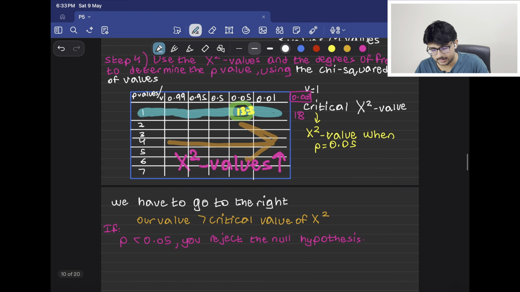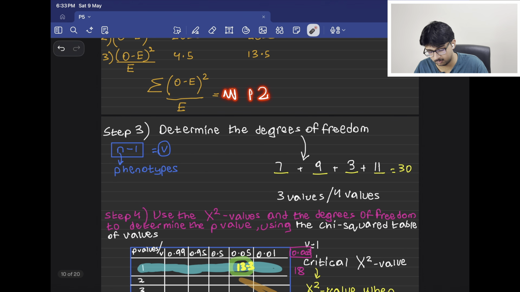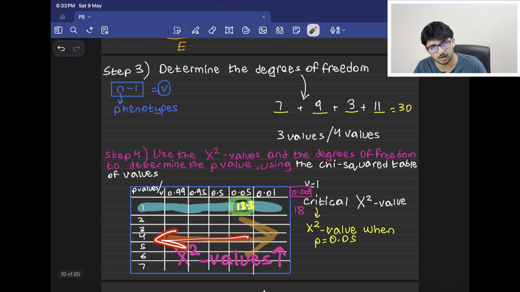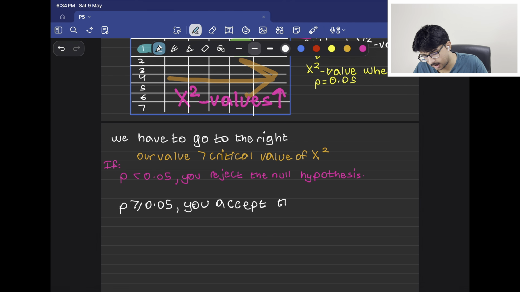However, let's say your value was lesser than the critical value, let's say you got 12 as the answer. Obviously you now have to go to the left, right? And while you're going to the left, you see that the p-values are increasing, which means your corresponding p-value is going to be more than, or even if it is equal to 0.05, it's the same thing. And what is that? If the p-value is more than or equal to 0.05, you accept the null hypothesis and you say that yes, there is no significant difference between the observed and expected values.